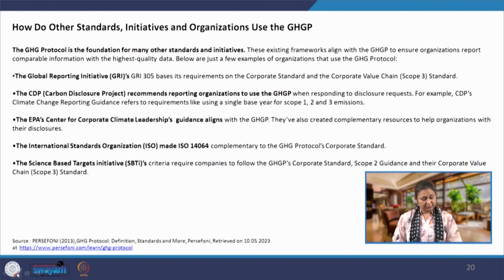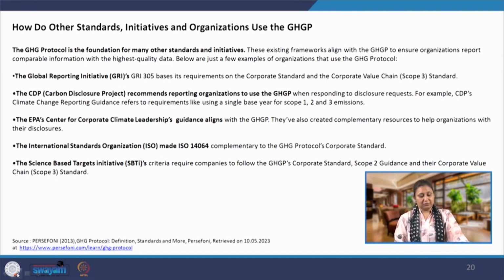Then we also have, which we have talked about, the Science Based Targets Initiative, SBTi, and it requires companies to follow the GHGP's corporate standards. So, these are the organizations and initiatives which are actually based on greenhouse gas protocol criteria, and they are helping in accounting of GHG emissions, but the criteria, the protocols and standards remain largely that provided in the Greenhouse Gas Protocol.